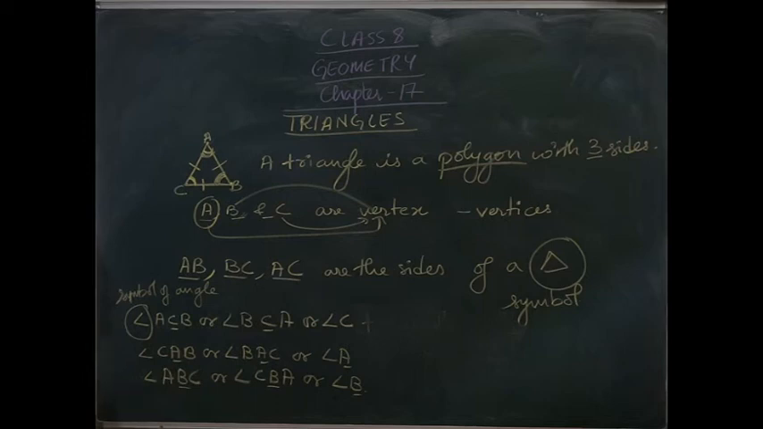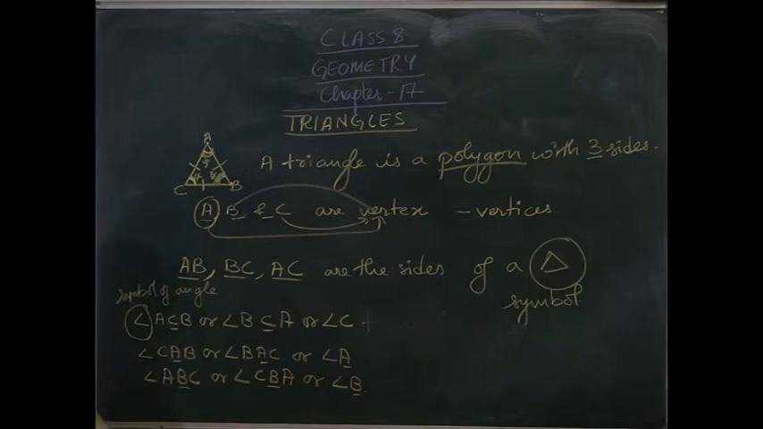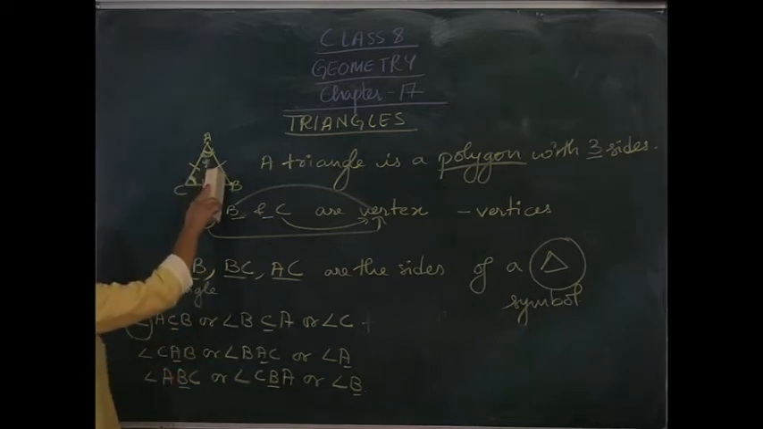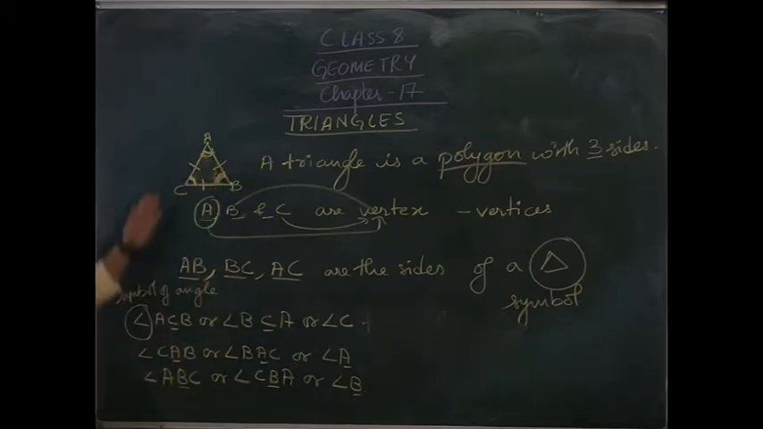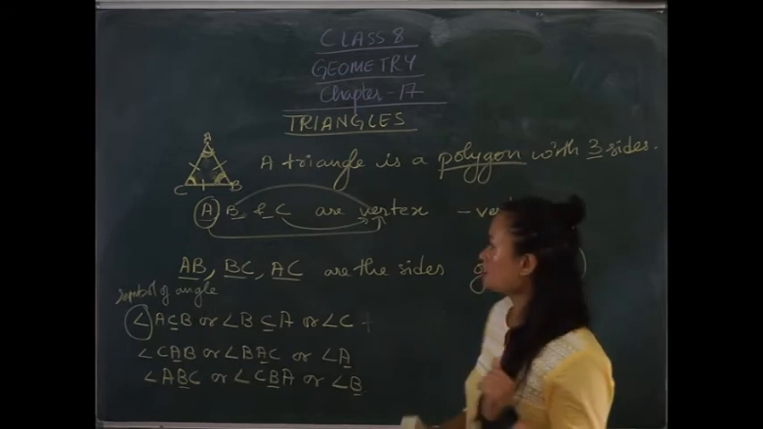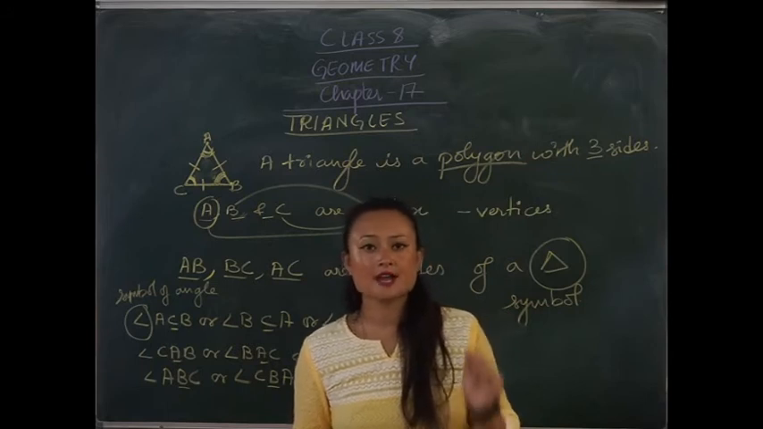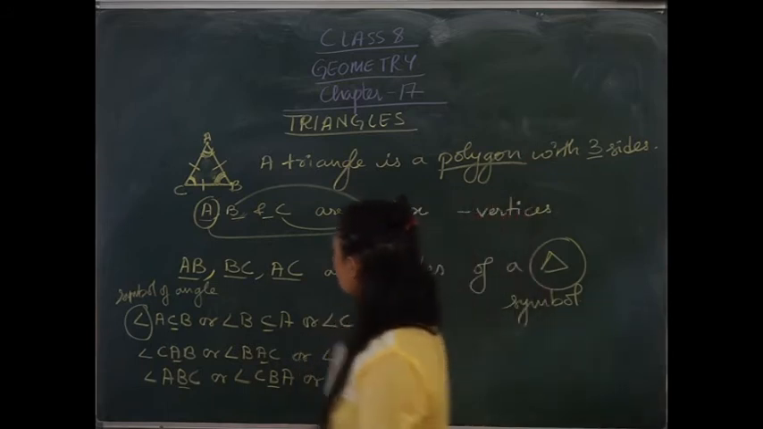Sometimes the names of the angles are given, like A, B, C, or it might be given as X, Y, Z. In that case, you can just write angle X or angle Y or angle Z accordingly. If the name of the angle is not given, then you have to make sure that when you're naming the angle, the vertex has to be in between. Okay, so remember, a triangle is a polygon with 3 sides. A triangle has 3 points, 3 vertices, 3 sides and 3 angles.